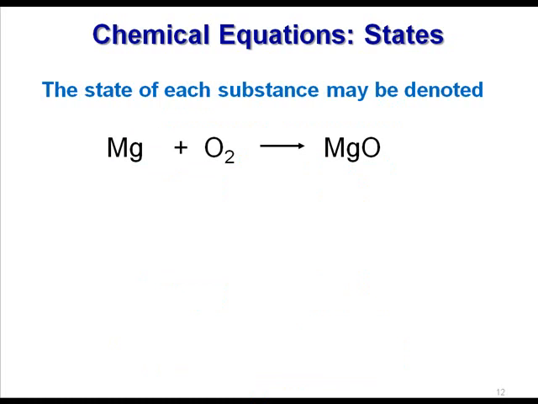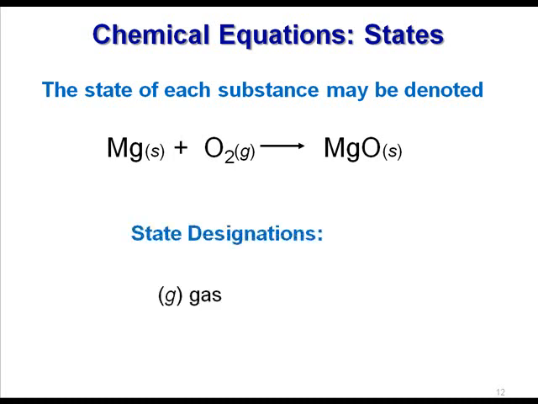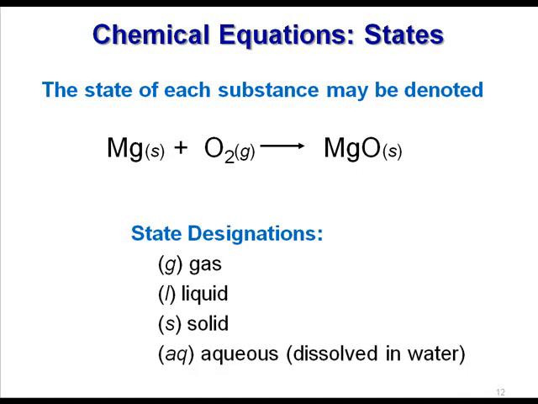Now, during chemical reactions, the materials can be in certain states. As you can see here, Mg, magnesium, you put in parentheses (s) because it's a solid in this particular reaction, and the O2 is a (g) gas, and then the MgO, magnesium oxide, is a solid. So when you write out chemical reactions, you indicate the state that they are in: (g) gases, (l) liquids, (s) solids, and (aq) aqueous, which means the material is dissolved in water.